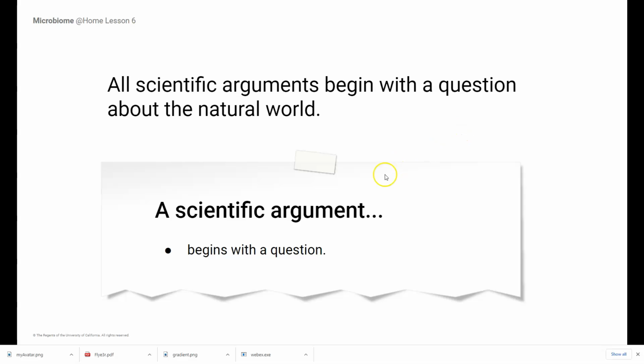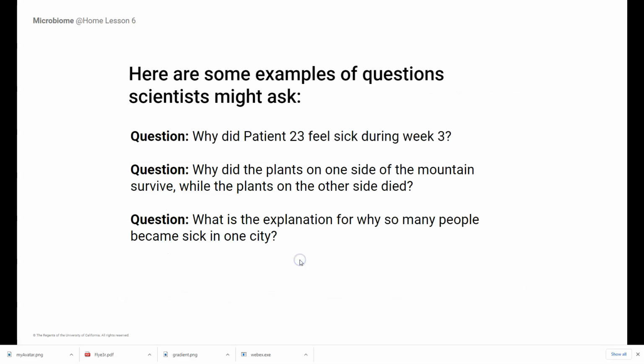Give us a minute. So a scientific argument begins with a question, kind of like a hypothesis, and you're going to answer that question. So for Bob, our question would be, why did patient 23 feel sick during week 3? Another question that doesn't have to do with Bob would be, why did the plants on one side of the mountain survive while the plants on the other side died? Yet another is, what is the explanation for why so many people became sick in one city, maybe not in another? All good questions.